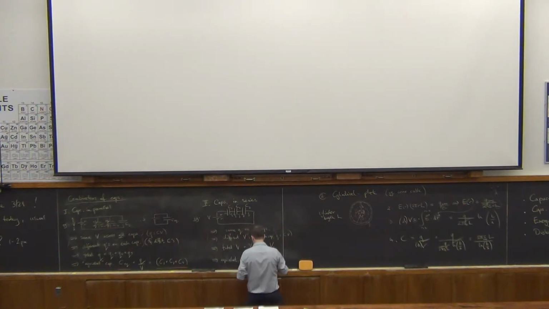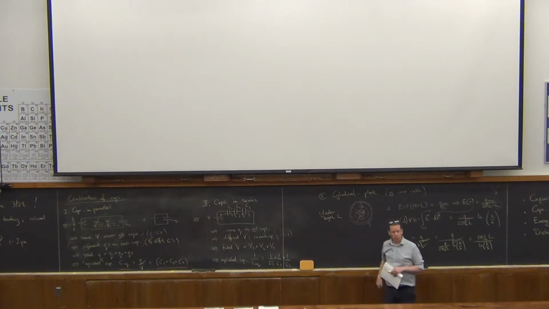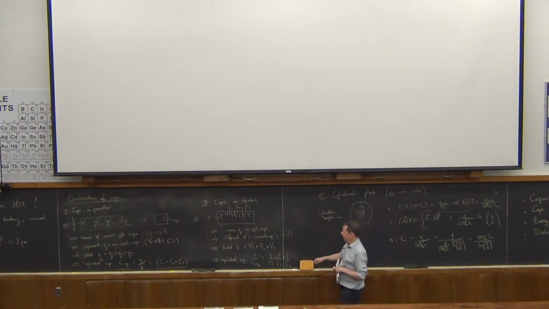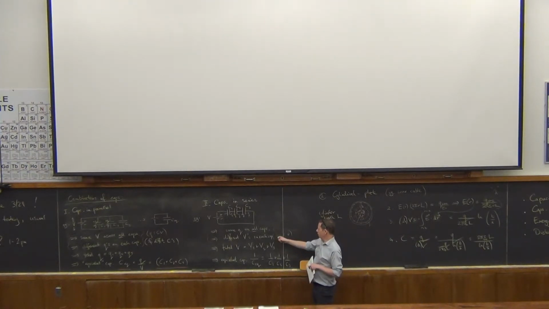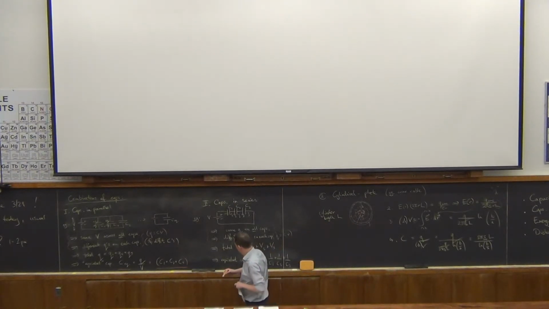And if you think about the form of this, it looks like 1 over C equivalent is 1 over C1 plus 1 over C2 plus 1 over C3. So there's a little bit more algebraic manipulation going in there, but you can easily see that this works out. I'm just adding the voltages and using V equals Q over C. I've got the same Q everywhere. That gives me this expression for the equivalent capacitance for these three capacitors in series.